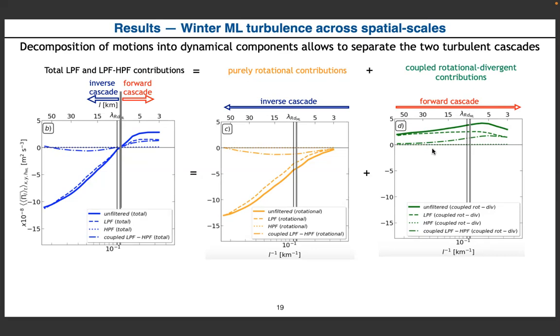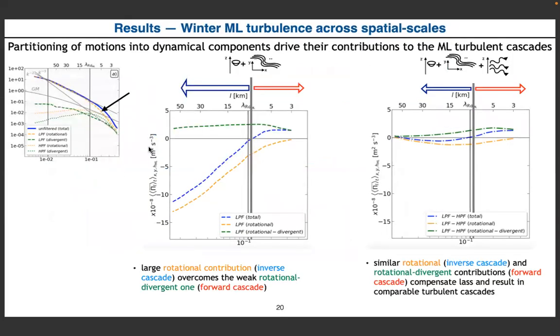So if we look at the kinetic energy flux for the different dynamical components, we see that they don't change sign across scales, and they only contribute to one turbulent cascade. And when we add together the different dynamical components, this is the blue line, the net turbulent cascade changes direction when there is a balance between the dynamical components. So it means that the contribution of motion to the turbulent cascade is driven by their partitioning between the dynamical components.